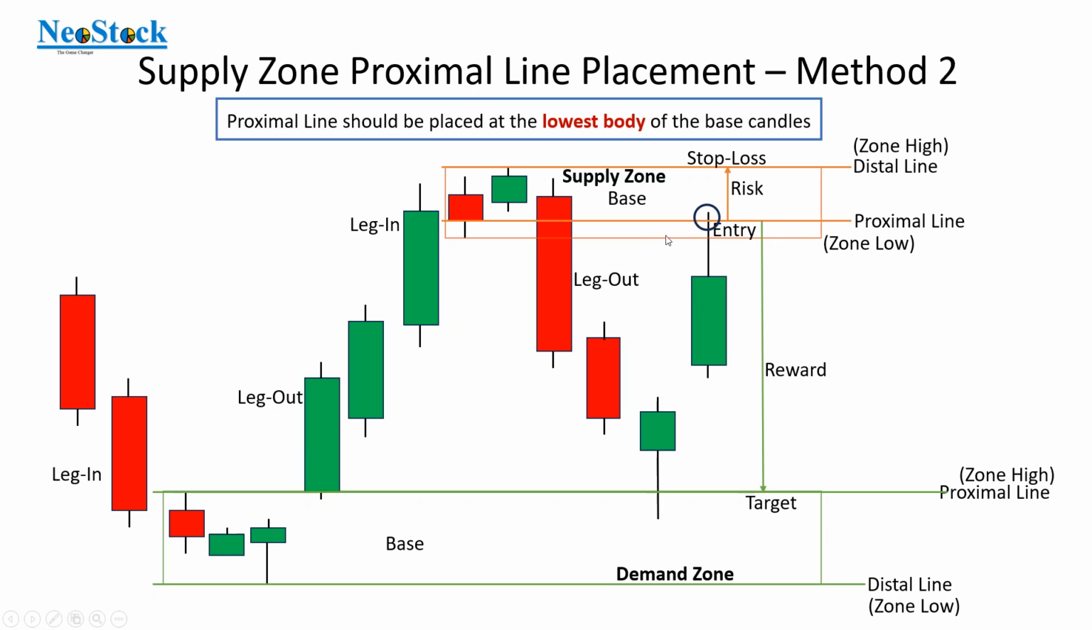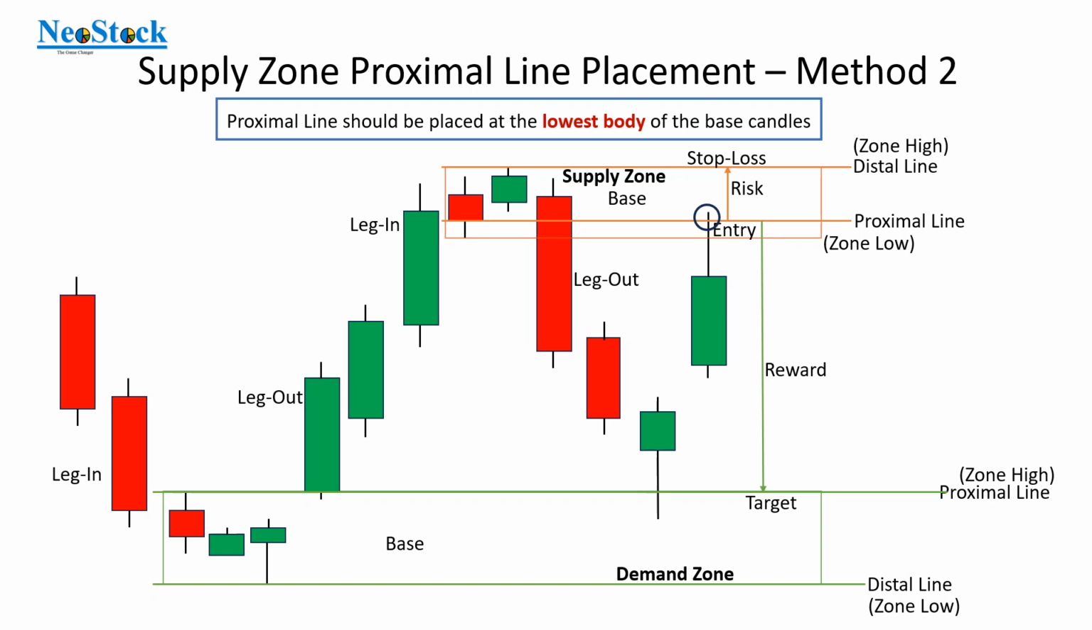But this is the most preferred method because majority of the trades will reach this method 2 proximal line. That's why it is a preferred method. But there could be few scenarios. Price may not reach up to this method 2 proximal line.